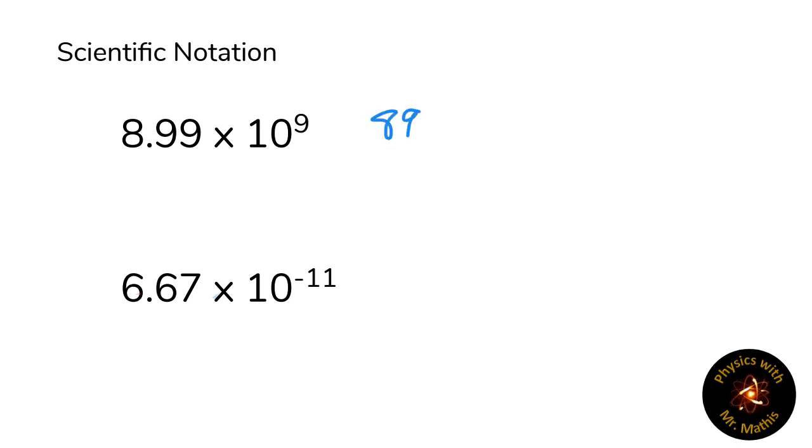First, we have the 8.99, but the exponent of 9 tells us we need to move the decimal point 9 places to the right. So we moved it 1, 2, 3, 4, 5, 6, 7, 8, 9 places. And we can see that this 8.99 times 10 to the 9th is really 8,990,000,000, which is a really big number.